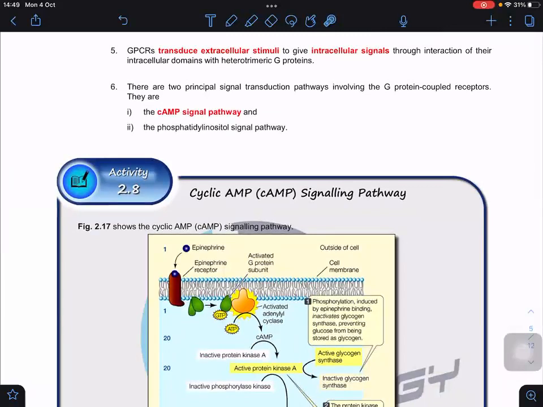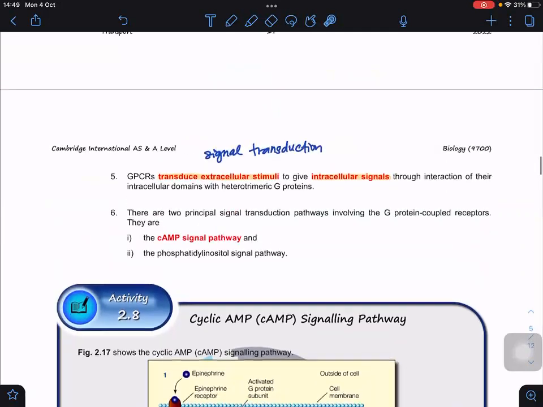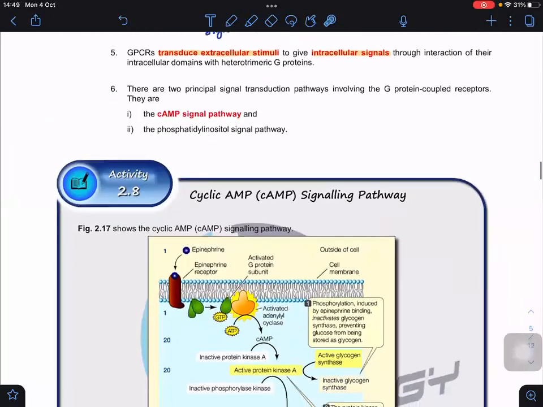So GPCR, what are the functions? Basically, they transduce extracellular stimuli to give intracellular signaling, so they are involved in what we call signal transduction. This happens through the interaction of their intracellular domain, meaning the binding site, with the heterotrimeric G protein. Intra means within the cell. Therefore, they will be able to activate the G protein.